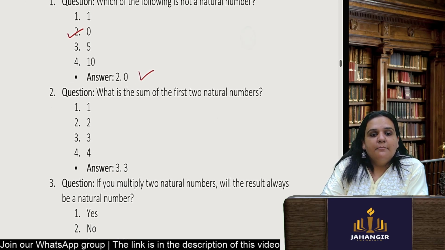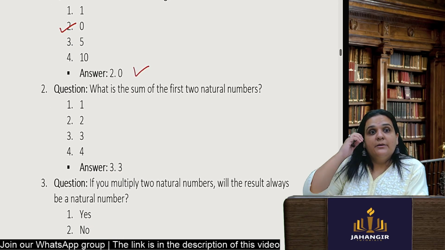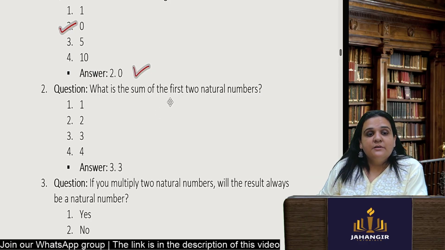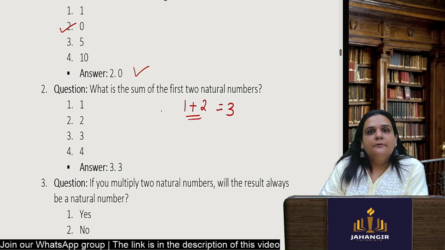What is the sum of the first two natural numbers? Now what are the first two natural numbers? The first natural number is 1. The second natural number is 2. They are asking me the sum. So it is going to be 3.